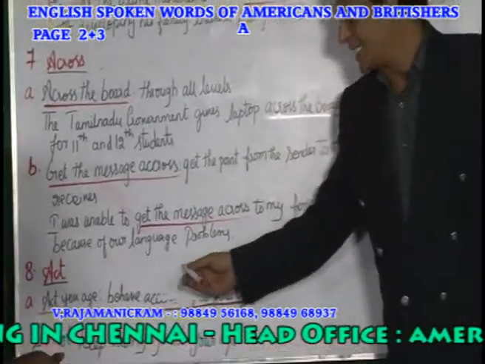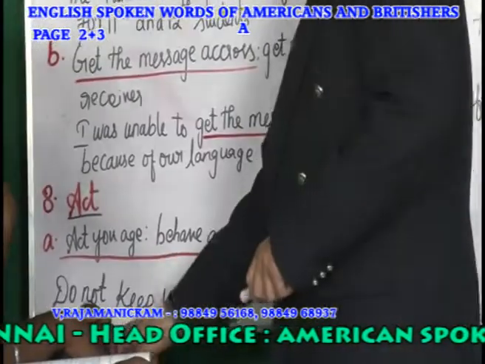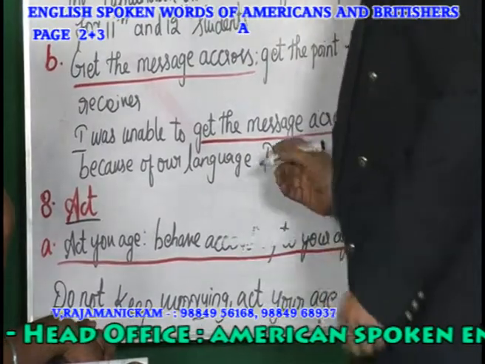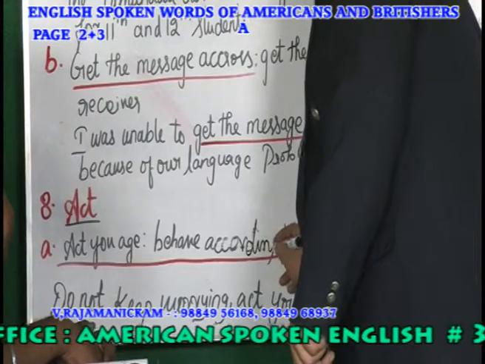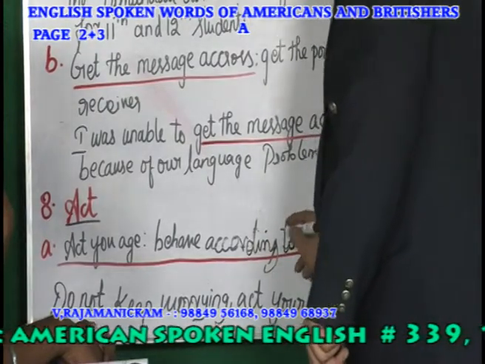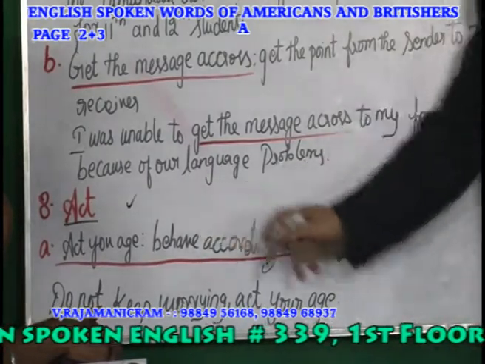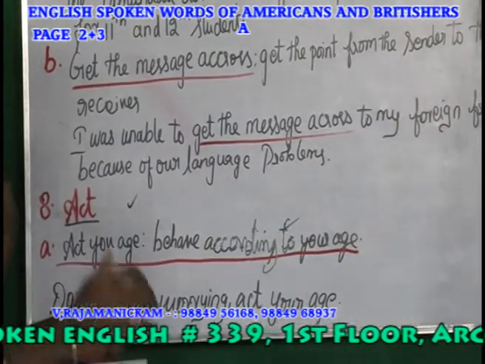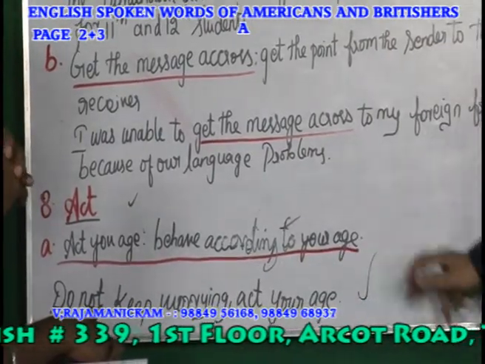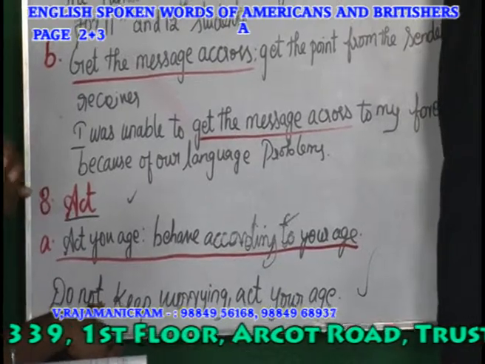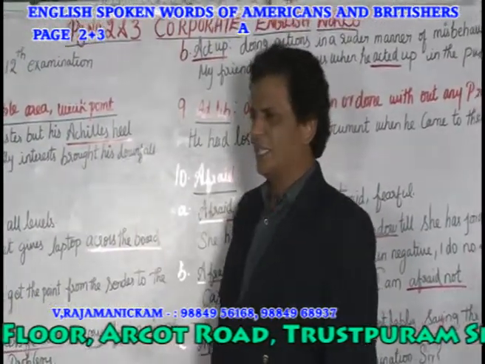Coming here, act. All the words based on act. What do you mean by that? Act according to your age. So here you see the words based on act. Act your age means what? Behave according to your age. According to your age, try to behave. Don't keep worrying. Act your age. Don't keep worrying. Act your age means what? According to your age, behave. Don't bother about anything, right?